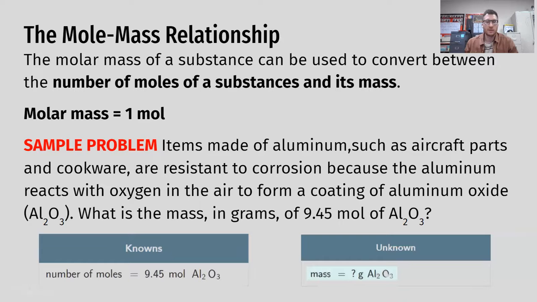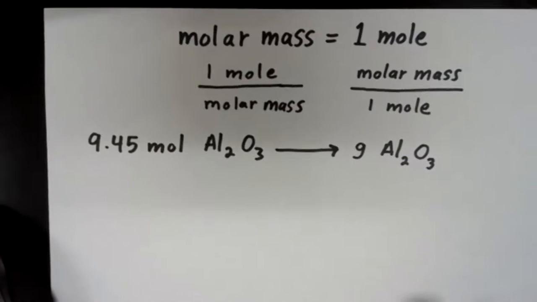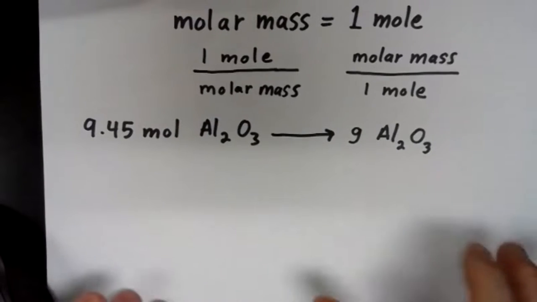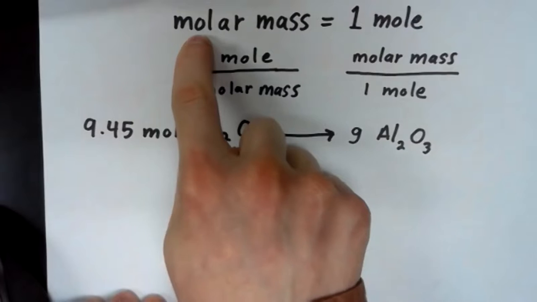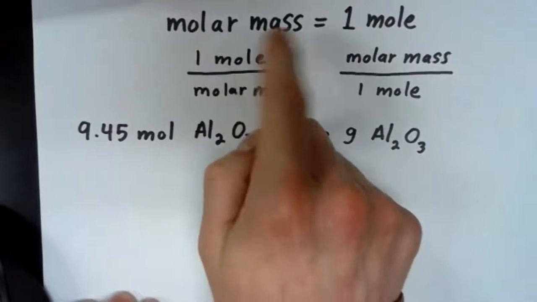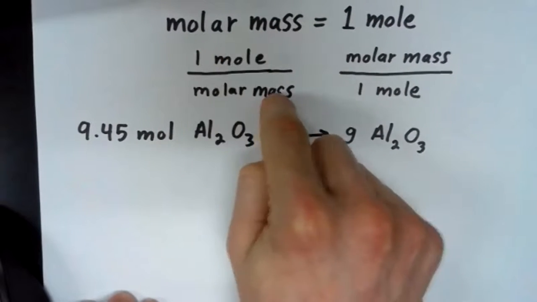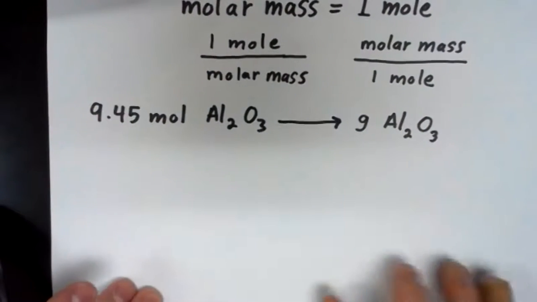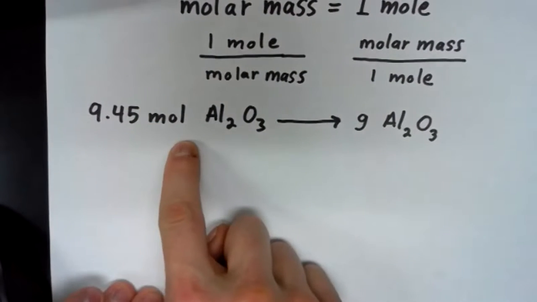So we're going to go ahead and take a look at this. I've got this written down on my paper right here, and I want to walk you guys through how we would go ahead and solve this. Of course, I got some reminders here. We know that our conversion factor is that molar mass is equal to 1 mole. So this relationship means that 1 mole over molar mass or molar mass over 1 mole. These are our conversion factors that we're going to use to plug in this conversion.